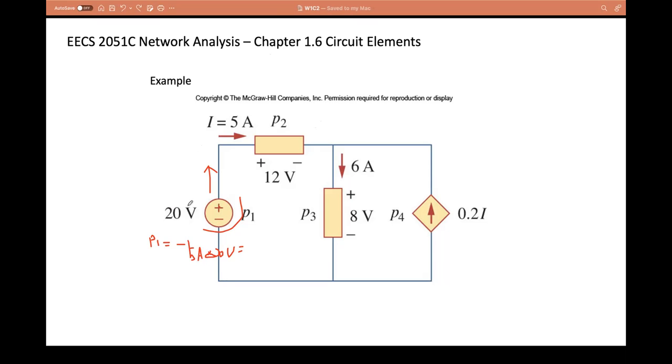Okay, so again, P1 is equal to -5 amps times 20 volts. So it's -100 watts.